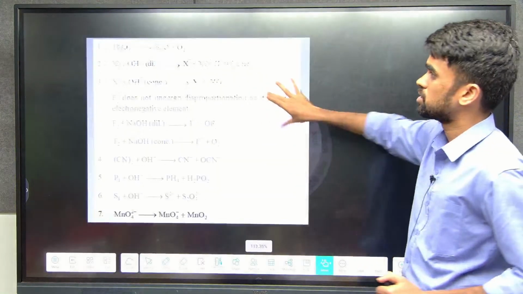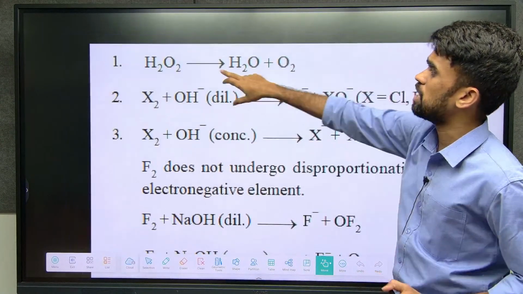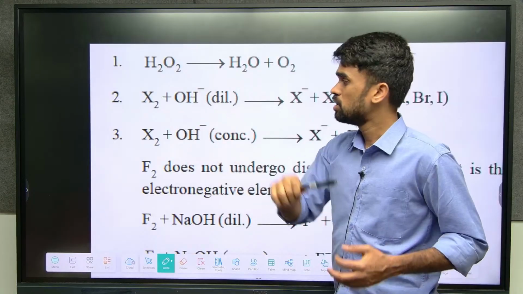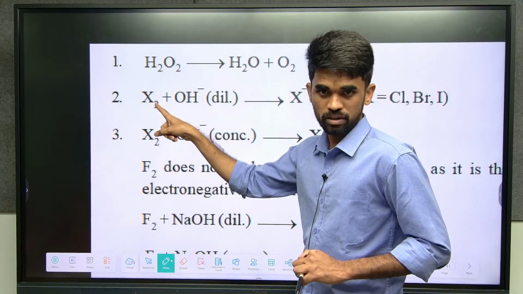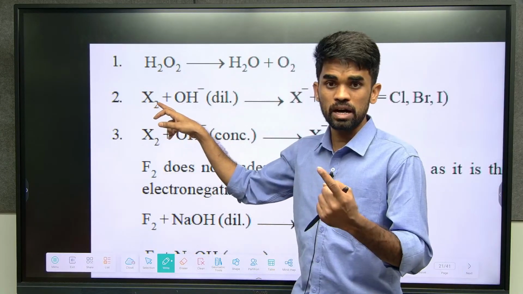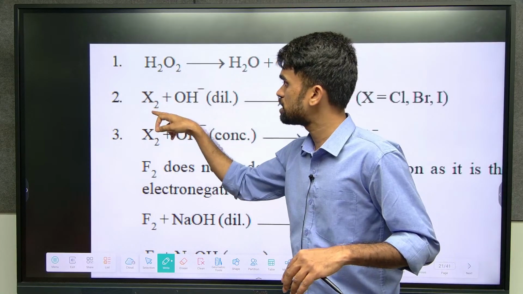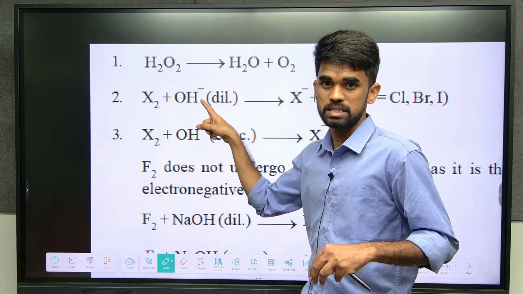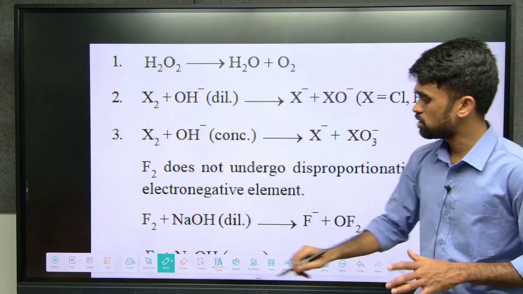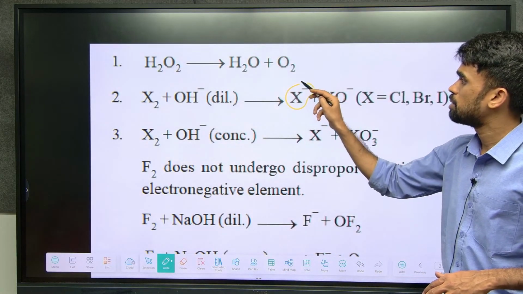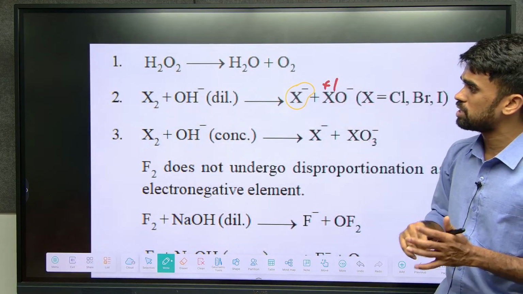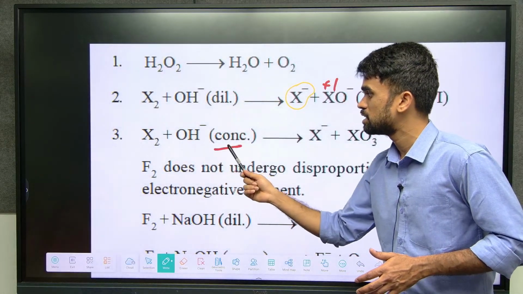See, the first reaction we have studied just now. You know the halogens, like chlorine, bromine, iodine. You can take chlorine or bromine, not fluorine. X2 can be chlorine or bromine, not fluorine. If you treat that with dilute OH minus, a dilute base, it will convert into X minus and OX minus. Now what is the oxidation state of the halogen here? -1, and here it will be +1. Okay, if you do the same reaction of X2 with OH minus, but here it is concentrated.